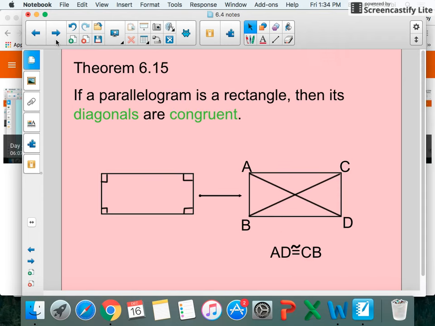Then we have, if it's a rectangle, then their diagonals are congruent. So here we're given a rectangle. We can say that AD is congruent to BC.